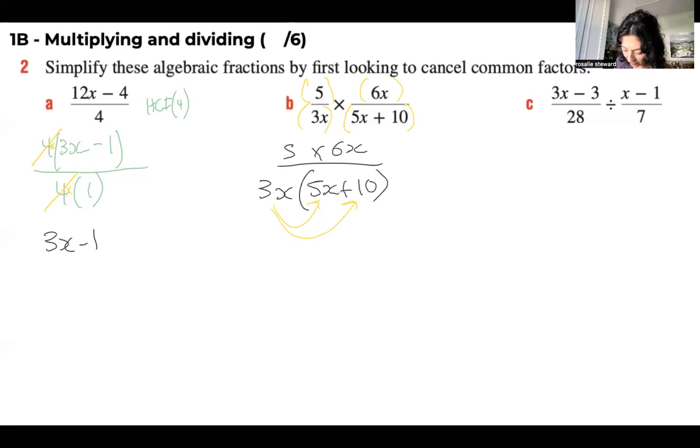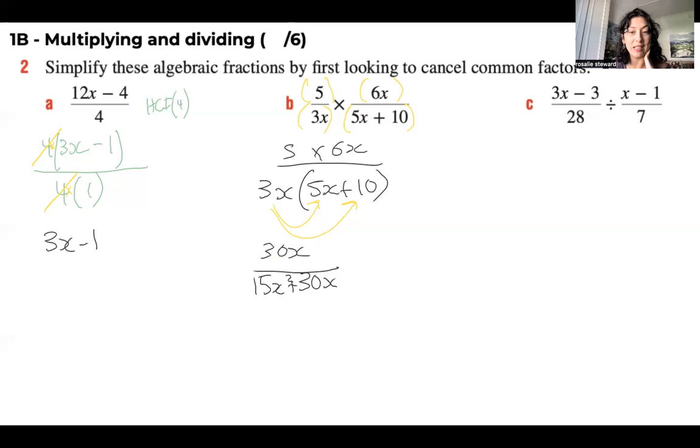So on the top, what have I got? I've got 30x. On the bottom, I have 15x squared, because the 3 and the x multiply, the x and the x multiply, and then the 3x times the 10, that is 30x. And then look what I've got here. That's technically correct. I have expanded out, I've multiplied, but I can make this way simpler, and you always have to give your simplest answer.